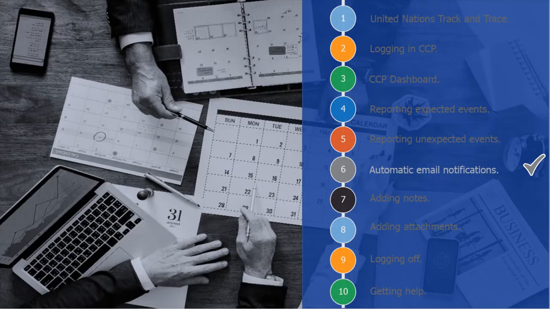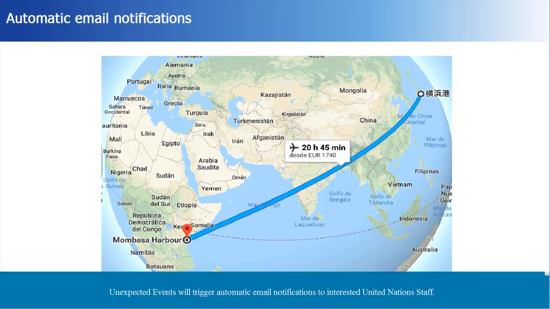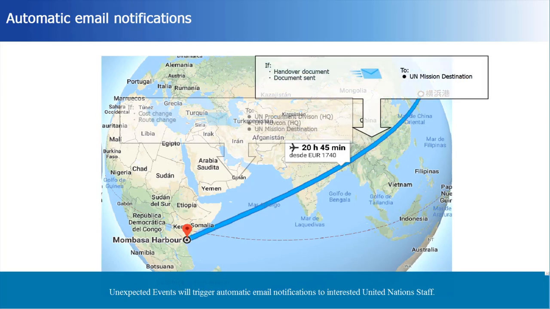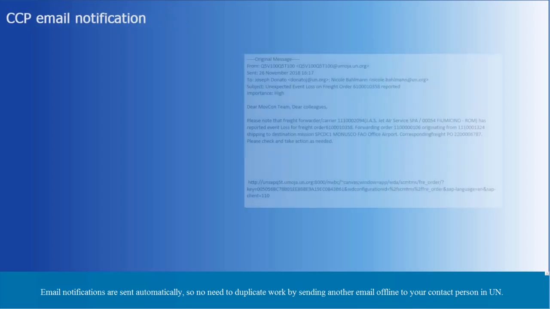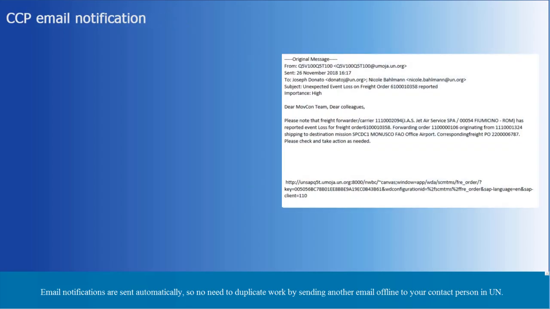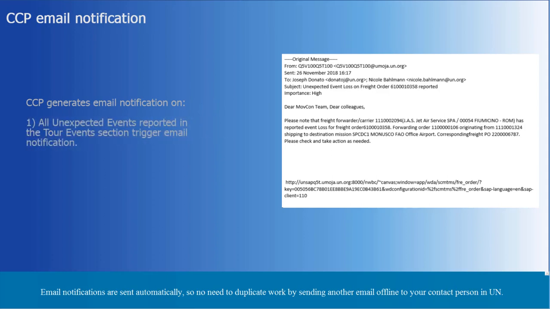Automatic email notifications. Unexpected events will trigger automatic email notifications to interested United Nations staff. Email notifications are sent automatically, so no need to duplicate work by sending another email offline to your contact person in UN. CCP generates email notification on 1. All unexpected events reported in the Tour Events section trigger email notification. 2. Handover document, expected event.